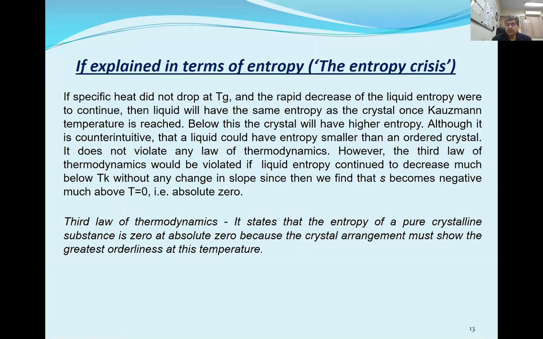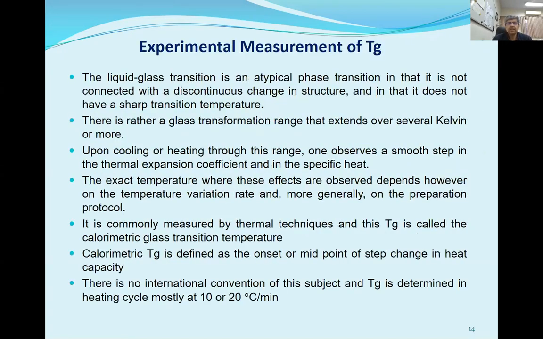So we'll now move over to the next aspect, which is the experimental measurement of the glass transition temperature, which means that if you have been given an amorphous sample, how you will determine its glass transition temperature. There are various analytical tools that can be used to do this measurement. And the most common one is the differential scanning calorimeter, or what we call DSC. When the Tg is measured using the DSC, it is called the calorimetric Tg.